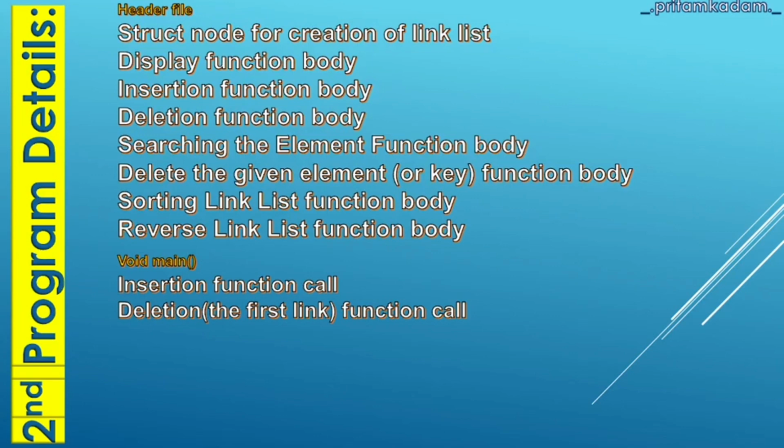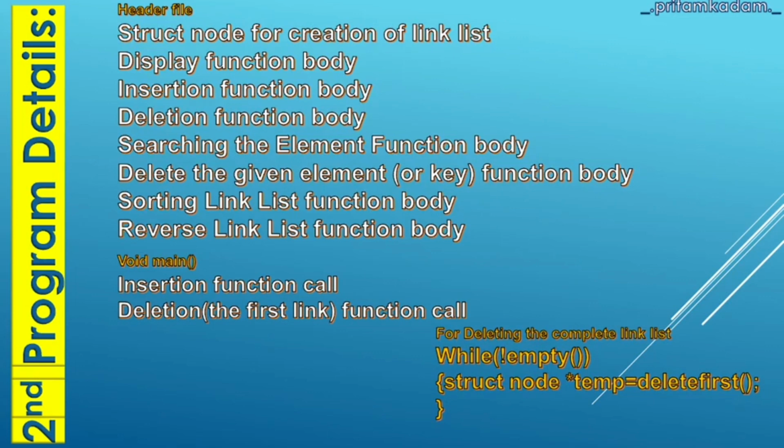Now if I don't want to delete the first element only, but I want to completely delete the linked list, then what do I have to write? For deleting the complete linked list, I have to write while not empty, struct node star temp equals delete first. It will continuously delete the first element till the end, and the linked list will be completely vanished.